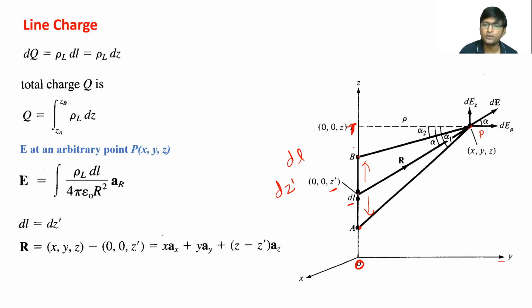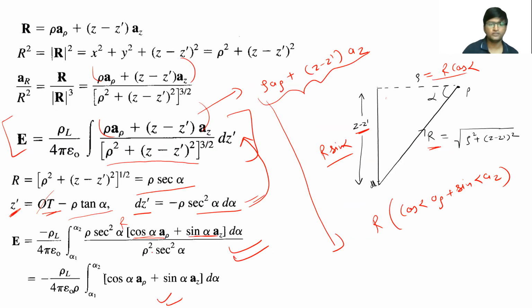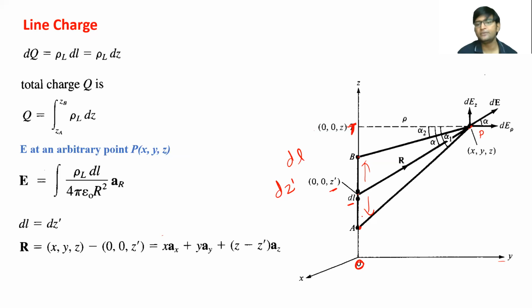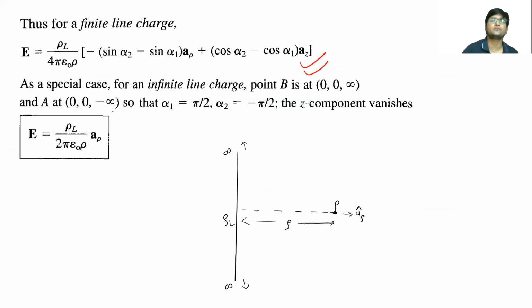It is from point A to point B, and in terms of alpha it will be from angle alpha 1 to alpha 2. So this is what is written, the limits in terms of alpha 2 to alpha 1. And if you finally calculate the integral and put in the limits, you will get this expression. So for a line charge between point A and point B distributed over the z axis, at a particular point P, you will find the expression of electric field as this.